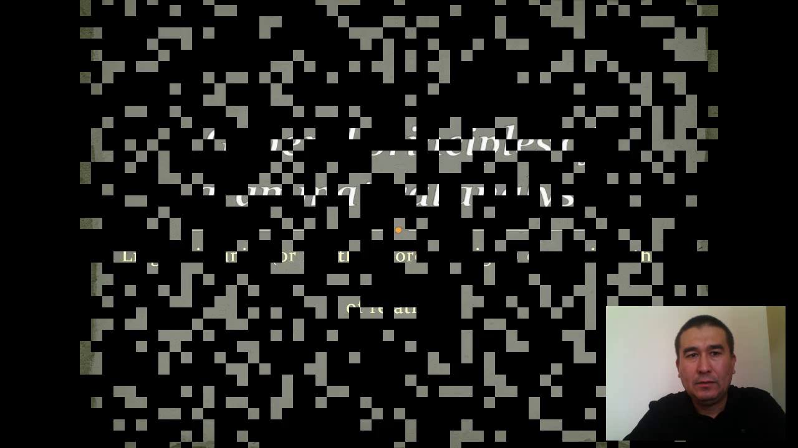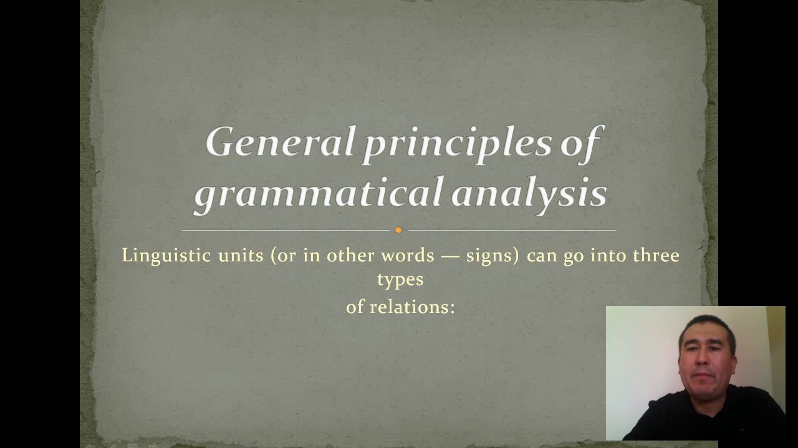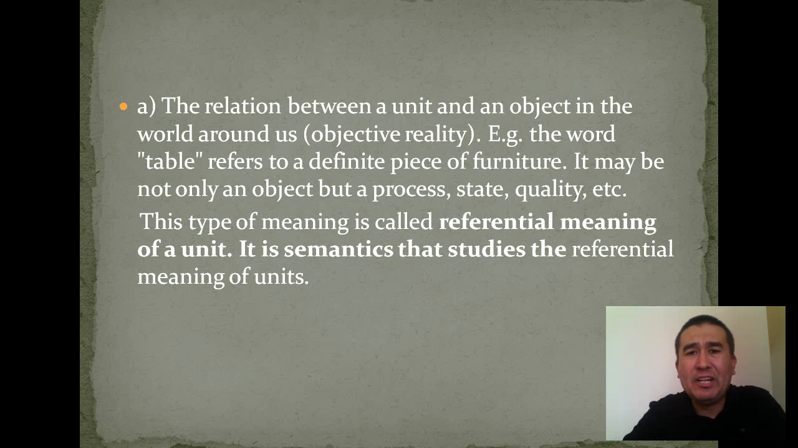The general principles of grammatical analysis. Linguistic units can go into three types of relations. So it's about grammatical relations. The first is the relation between a unit and an object in the world around us, called objective reality. For example, the word table refers to a definite piece of furniture. It may not only be an object, but a process, state, quality, etc.